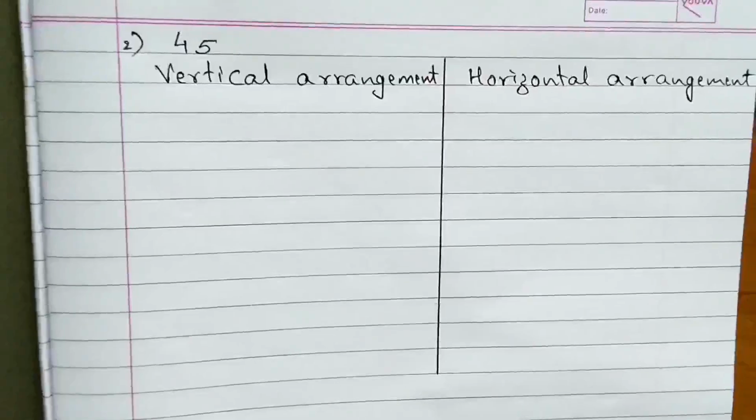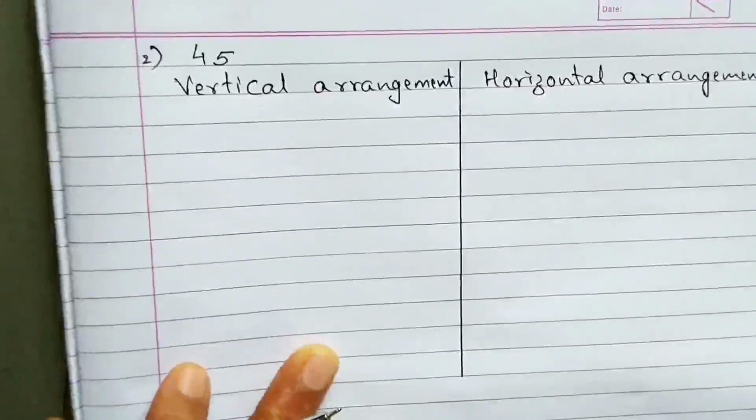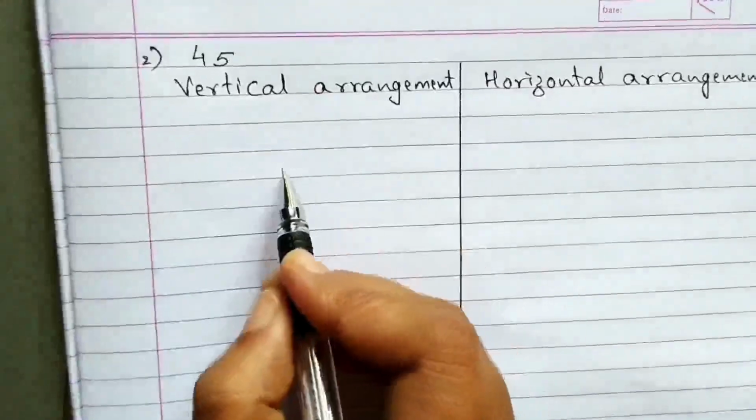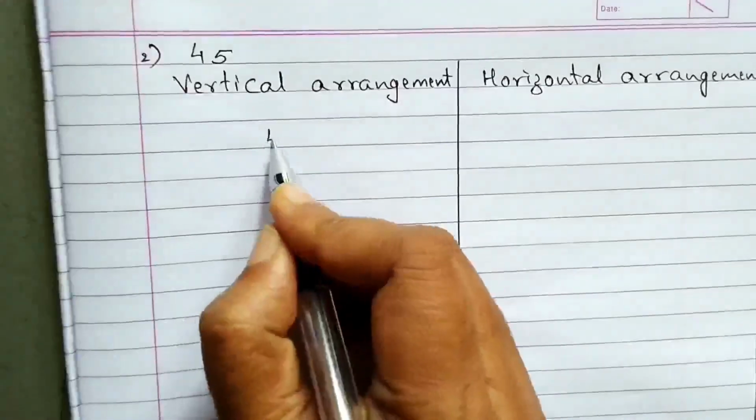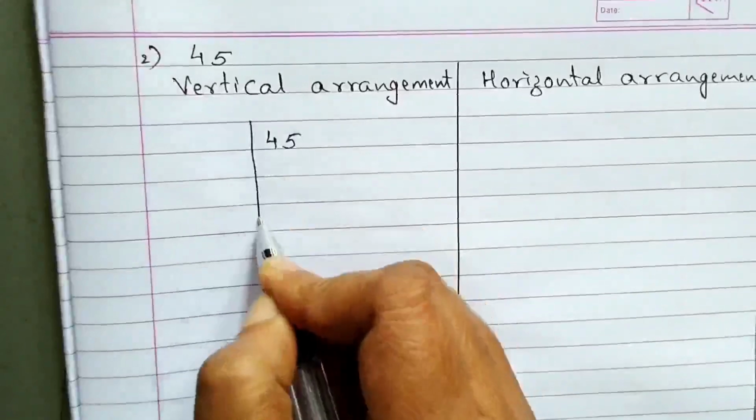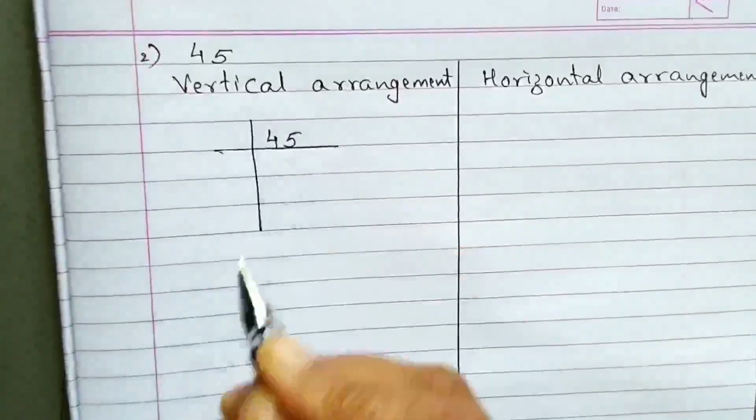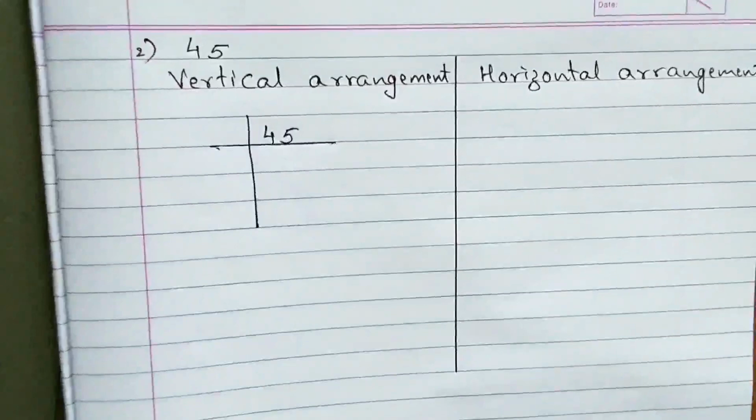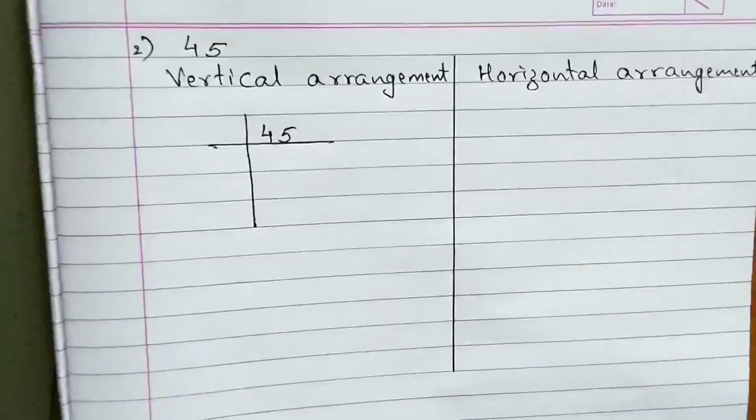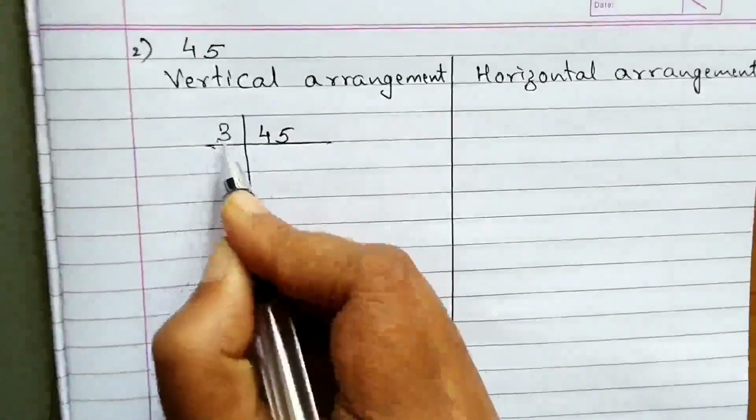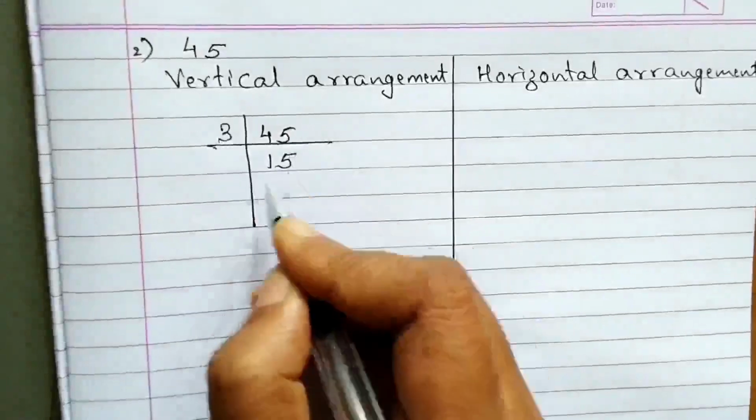Now let's try another example. The number is 45. First we will do the vertical arrangement and then we will see the horizontal arrangement. First the number 45. Now, is it an even number? No, it's an odd number. So it is not divisible by 2. Which is the next prime number? It is 3. Is 45 divisible by 3? Yes, it's divisible by 3. So 3 15 times is 45.